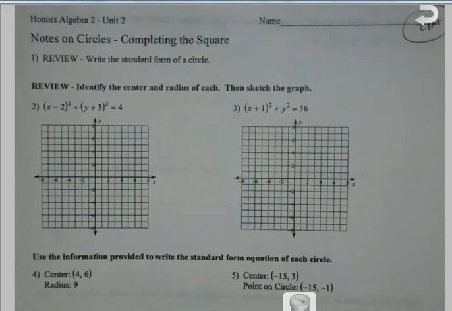Right, completing the square with circles. One good thing to know, and we're going to start with these, is actually understanding the different forms that my equation of a circle can come in. Some of you may be thinking there's only one right now, but we're going to see a second one today that sometimes our problems are written in.